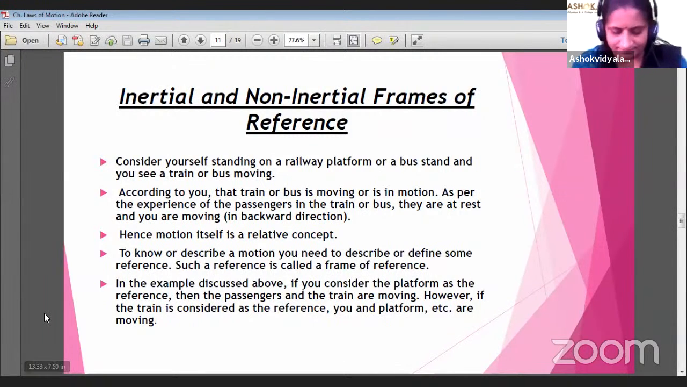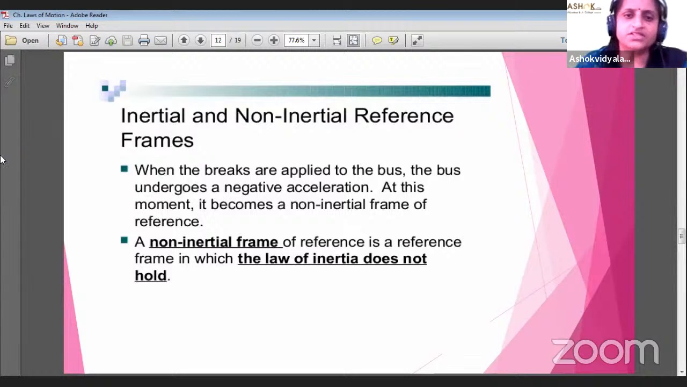Inertial and non-inertial frame. Another example: when the brakes are applied, the bus undergoes a negative acceleration. At this moment, it becomes a non-inertial frame of reference. A non-inertial frame of reference is a reference in which the laws of inertia do not hold. That is, the second law of motion is not obeyed. That is the non-inertial frame of reference.